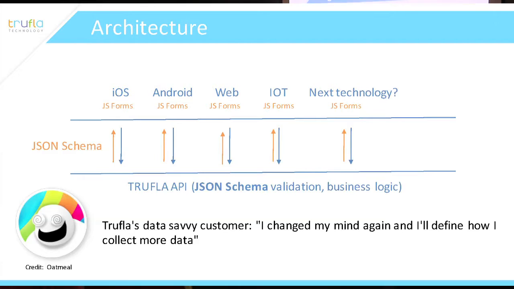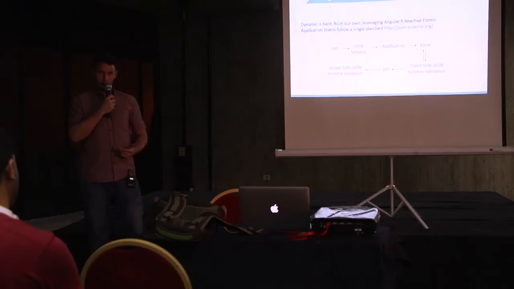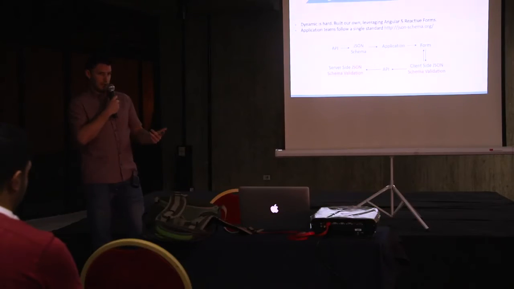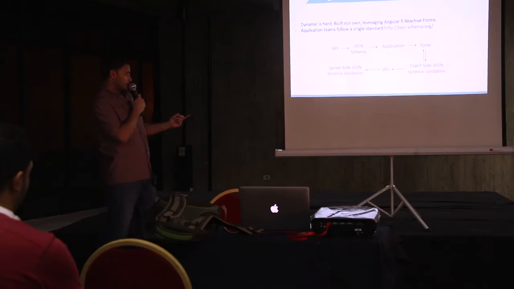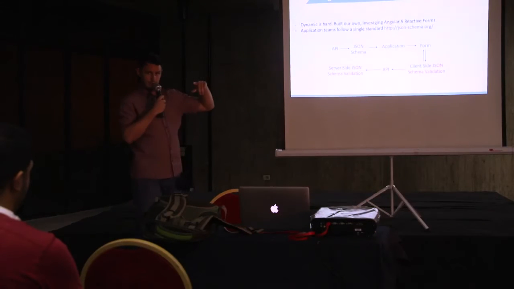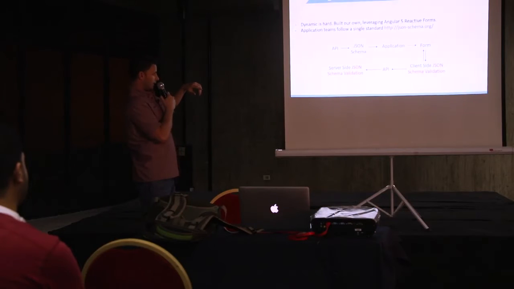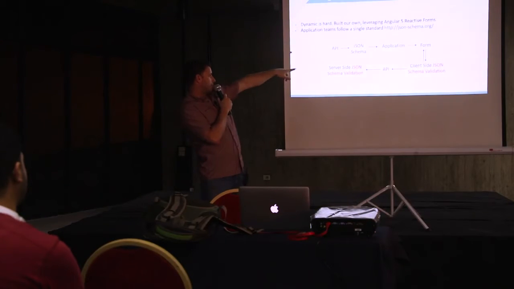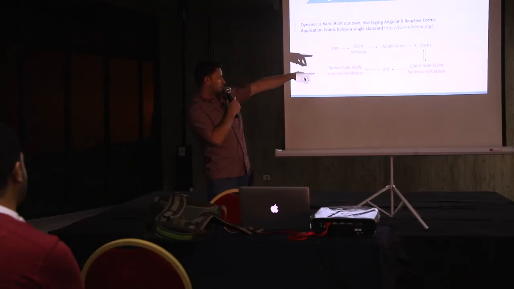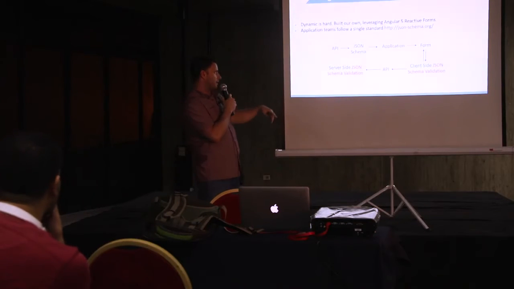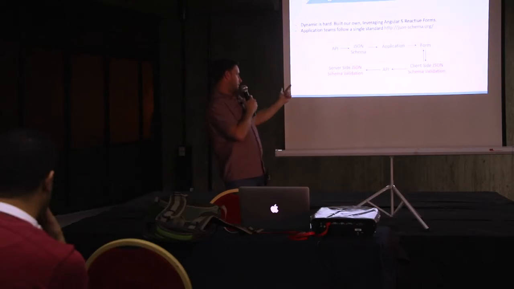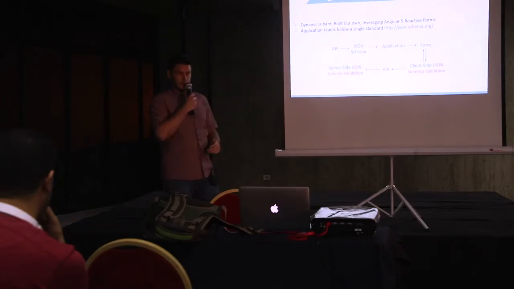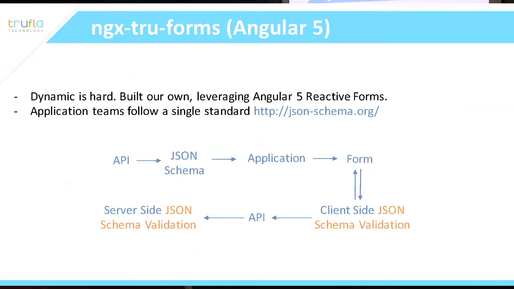So the application team follows a single standard, which is jsonschema.org. You can go to the URL and there are versions of JSON schema, standard fields, standard values, and so on. So how the process works, going back to that previous diagram that's bidirectional, is it starts with the API, which serves up the JSON schema, which is ingested by the application to generate the form, and then we go back and forth until that validation passes, back to the API, which can do further server-side validation, and then back into the database.